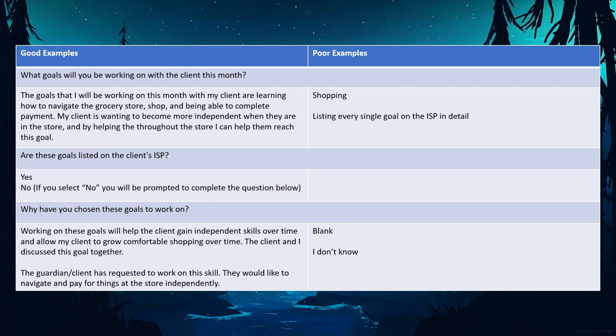Let's compare that to our poor example, where it's just left blank or I don't know. If you get this question, make sure that you meant to hit no. And if you did hit no, you should know why. There should not be a reason why you don't know why you're not following the ISP. If there's no reason for you to be changing the goals, so if the client hasn't requested it or there hasn't been a discussion of requesting the goals, you should not be straying from those ISP goals. If the client did ask you to work on certain goals that were not on the ISP and you don't know why, have that discussion.